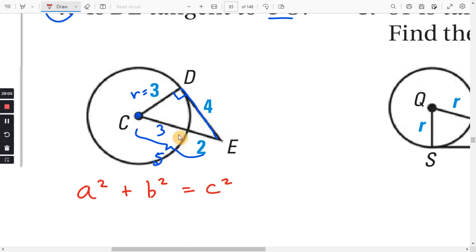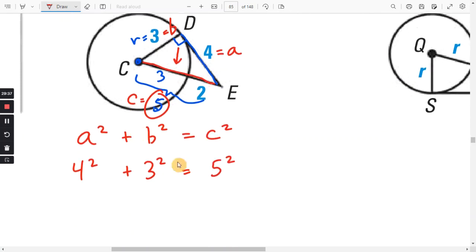All right, go across from your right angle. That's your hypotenuse, and we said 3 plus 2 is 5, so that's going to be c. A and b are the other sides, so I'll let 4 equal a. I will let 3 equal b. So for a squared, that's going to be 4 squared. For b squared, that's going to be 3 squared. And for c squared, that's going to be 5 squared.